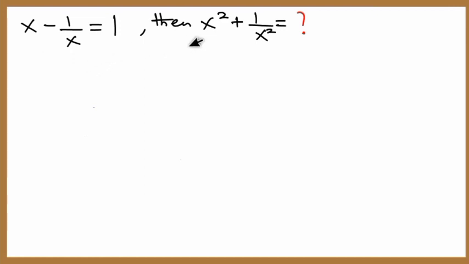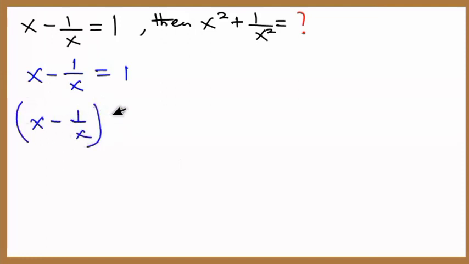Now, since we are to find the value for this, we will deal with this one. So dealing with this, I have (x - 1)/x = 1. So what I have to do is to square both sides of the equation. Squaring both sides of the equation, I'll have ((x - 1)/x)^2 = 1^2.